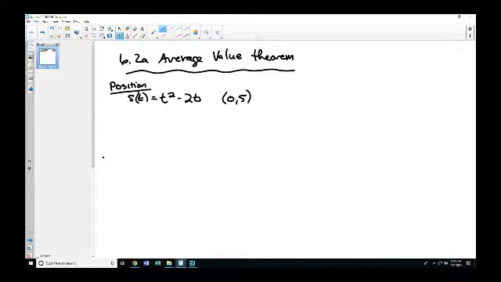If I said calculate the average velocity from t equals 0 to t equals 5, given the list we just went through, what would you do?